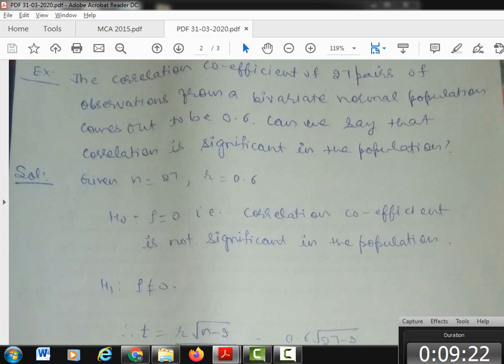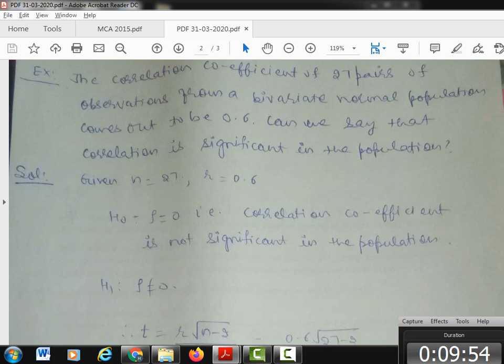So the correlation coefficient is significant in the population, because our assumption, the null hypothesis, was wrong. If the null hypothesis is wrong, then obviously its complement statement will be correct. Its complement is H1, the alternative hypothesis, where rho is not equal to 0, which indicates that the correlation coefficient is significant in the population.